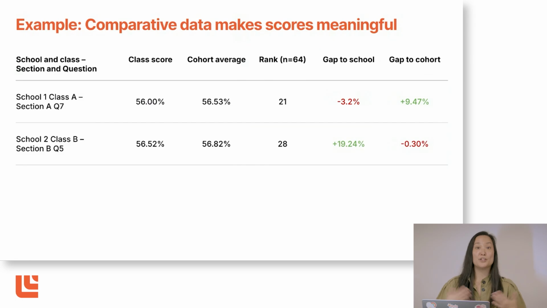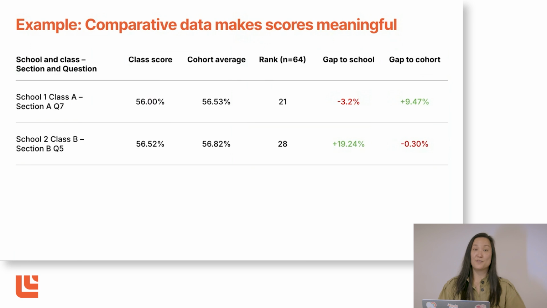You would still probably want to look into what's going on in the class, but this gives some balance to what that 56% actually means. If you look at Class B in School 2, they also scored about 56%. And they were ranked about 28th out of the 64 classes. But their gap to their school, they were 19% above their school rate.